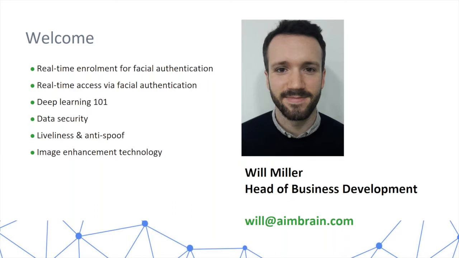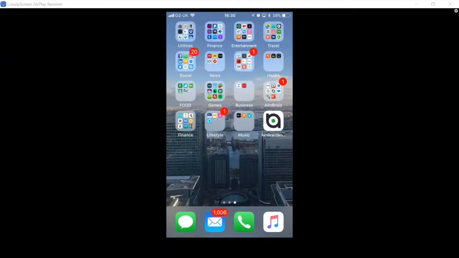I'm now about to enroll myself as if I'm your customer. The scenario is that you, the enterprise, has integrated the AimBrain facial authentication module into your infrastructure. So your customer goes to your app and selects the option to register for facial biometric access. So for this, I'm going to cast my screen. Excellent, and you should now be able to see my mobile screen.